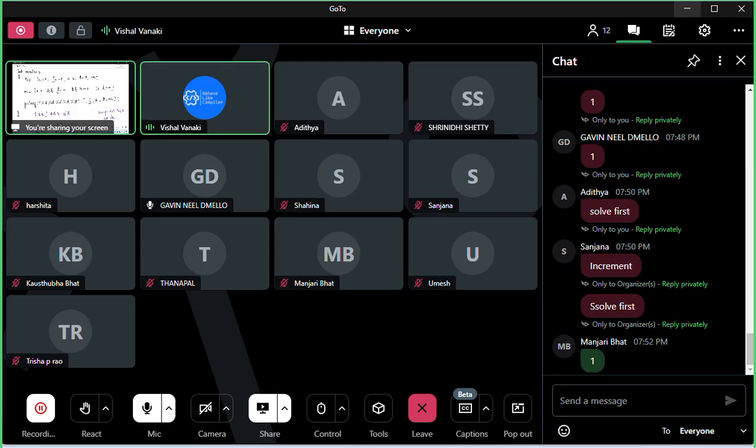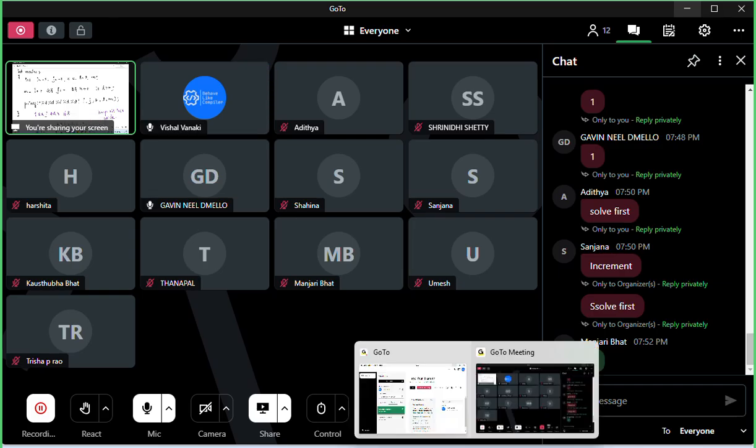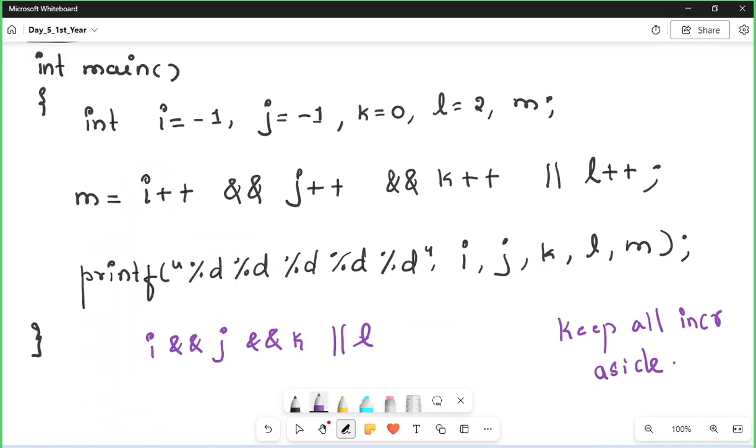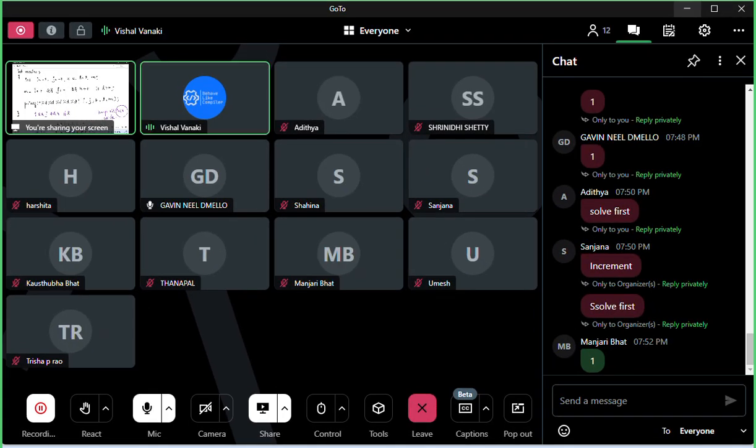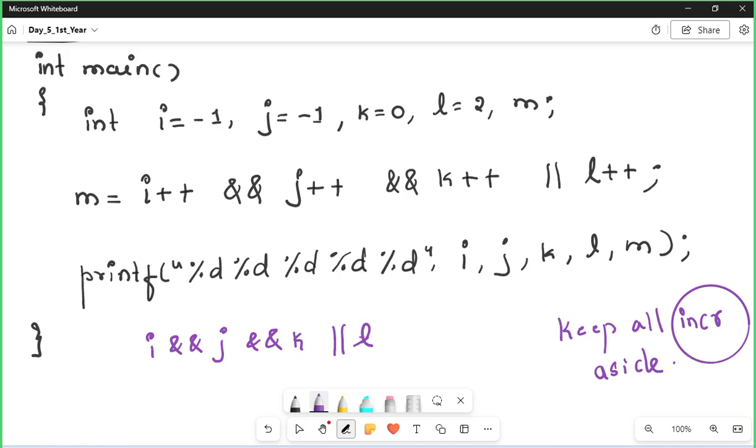Okay, Manjari got it. She has got one answer. Manjari, find out what the I, J, K, L values are. After getting the M value, you need to increment all of them. So find out what the final answer is. Okay, let's see who else has got it. Still people are trying. Okay, try it, not a problem.